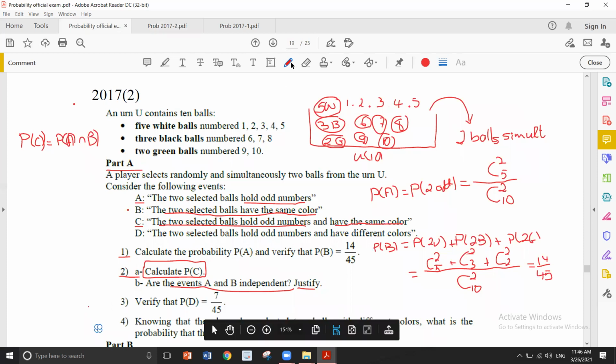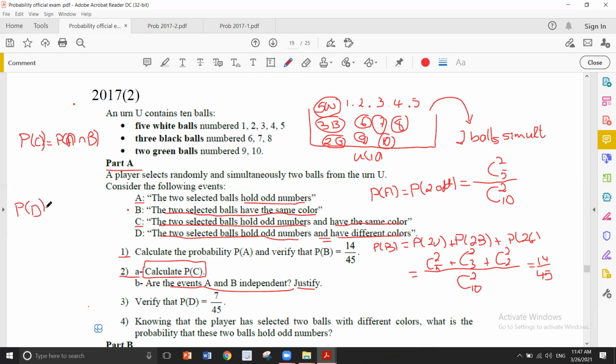Part 3, verify that the probability that D equals 7 over 45. What is D? The two selected balls hold odd numbers and have different colors. What is the probability of D? The selected balls hold odd numbers.